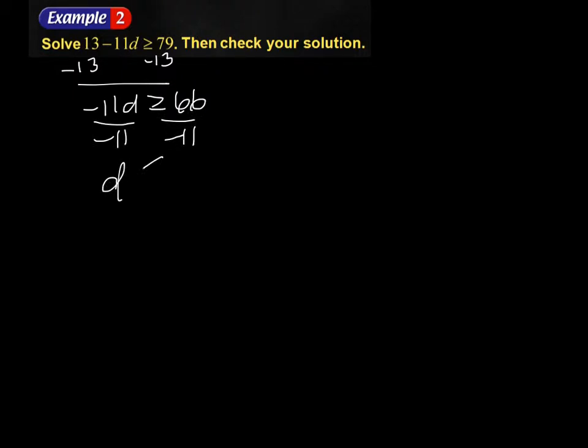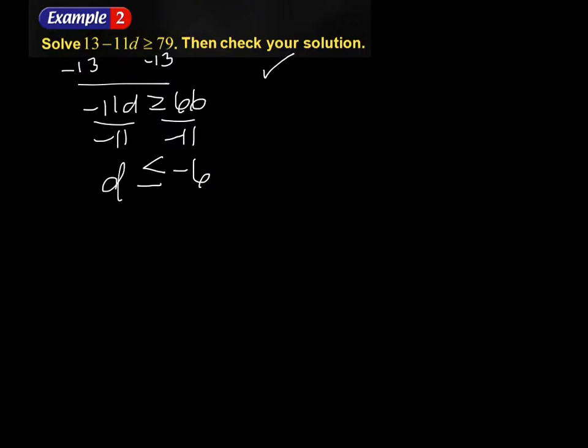To undo the 13, so we can solve, we're going to subtract 13 from both sides of the inequality. So I have negative 11D is greater than or equal to 66. When we divide both sides by negative 11, we have to remember our magic trick there. We have to reverse our inequality. 66 divided by negative 11 is negative 6. And it says then check.